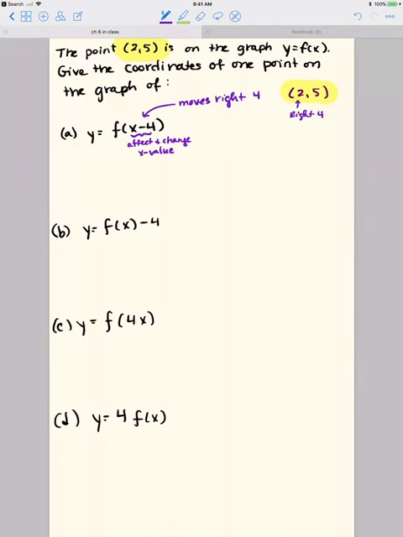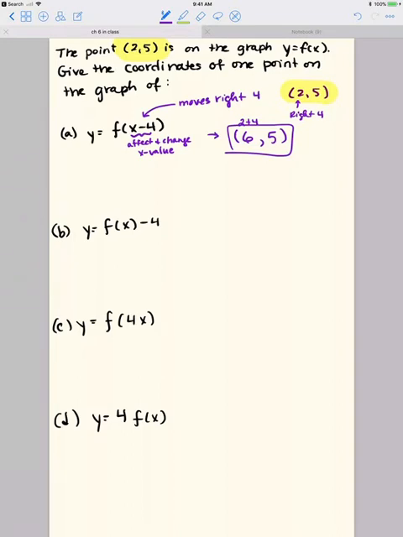So if you could imagine that, on a number line, taking the number 2 and moving it right 4, your new point would be the number 6 with a 5. So we take the 2 and move it to the right 4, which is a positive direction. So our new point is now 6, 5.